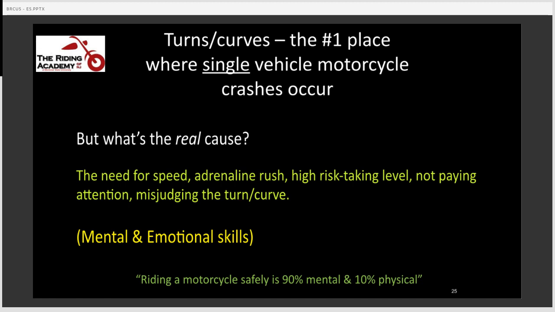In riding a motorcycle safely, according to the National Highway Traffic Safety Administration, riding a motorcycle safely is 90% mental and 10% physical. So they realize that what goes on between your ears is more important than how well you handle that car or handle that motorcycle.